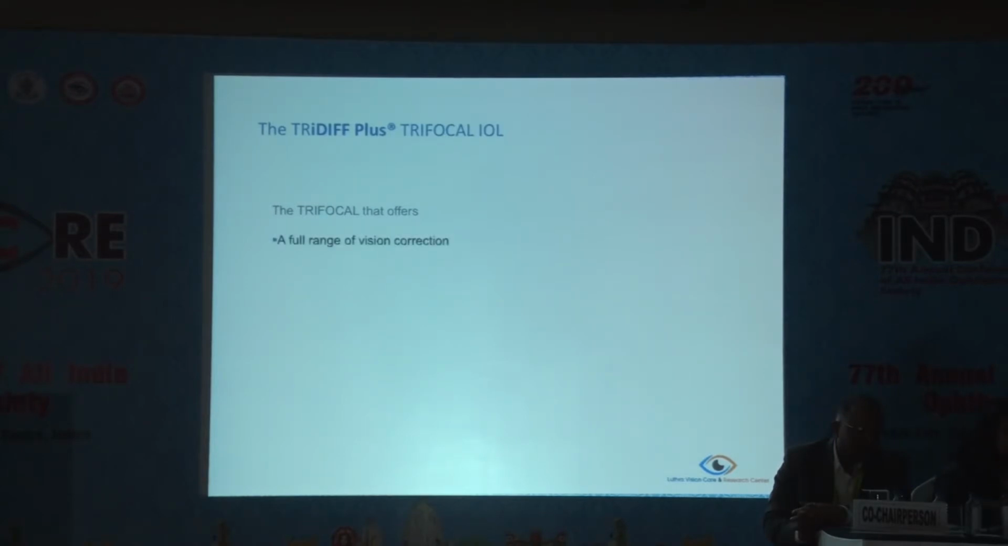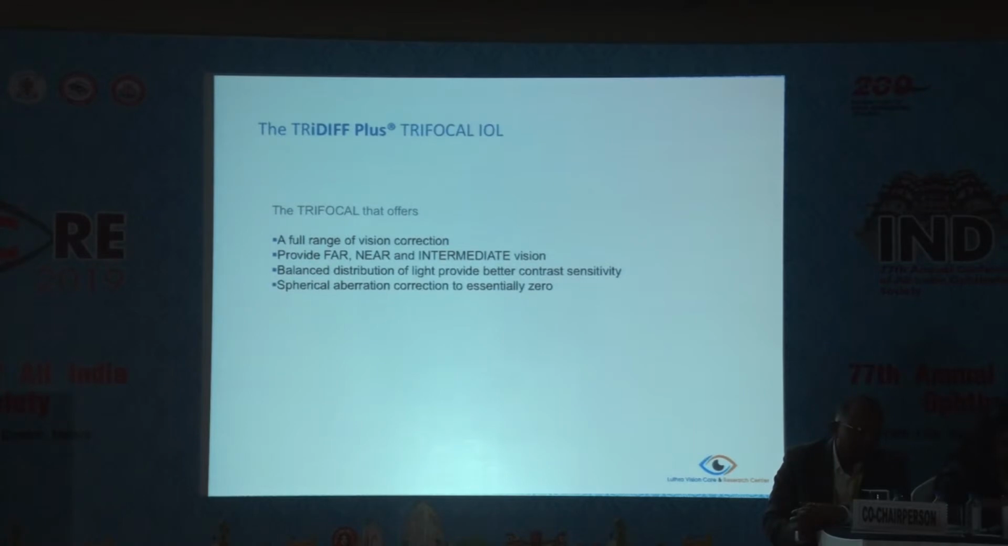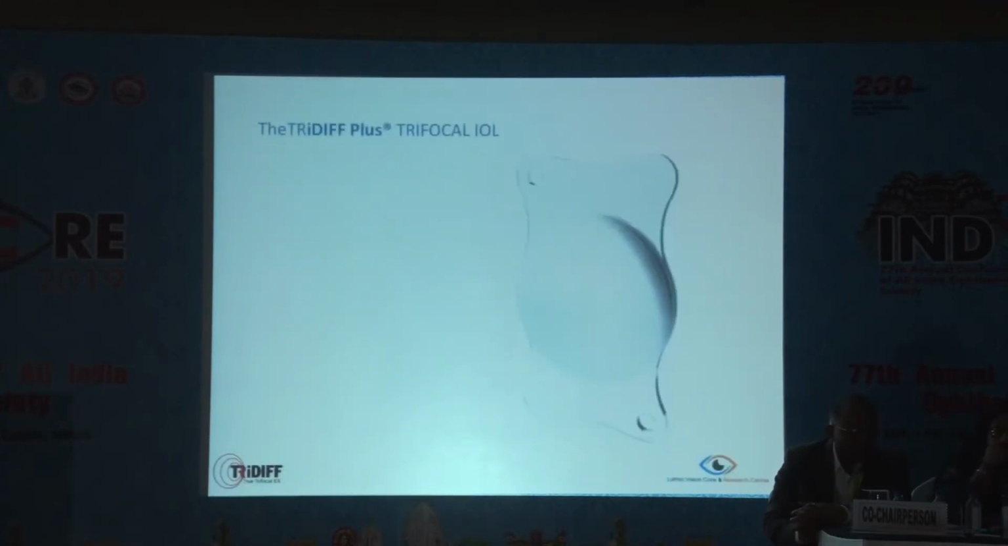So this trifocal gives a full range of the vision correction, gives the panfocal vision, balanced distribution of light for the better contrast sensitivity. The spherical aberration correction is essentially 0 and it's a pupil independent trifocal lens. A high quality vision in all light conditions is what is aimed for. This is how the design looks like.